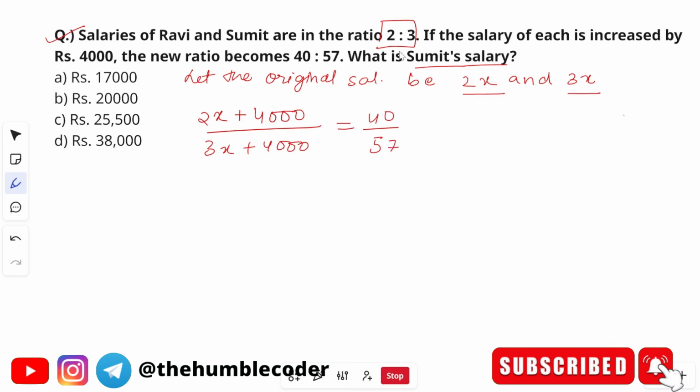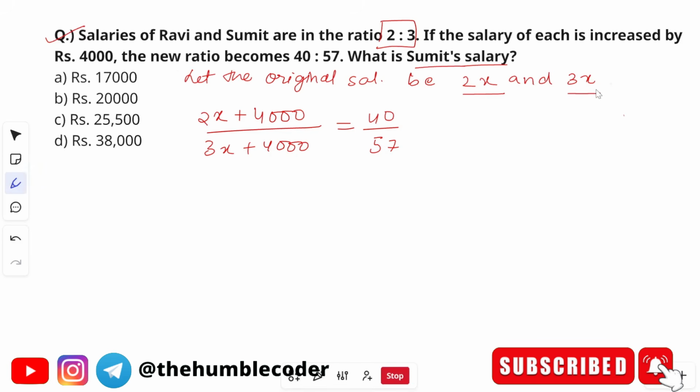What is Sumit's salary? We have to find out Sumit's salary. The ratio of Ravi's and Sumit's salary was 2x and 3x. So if we find the value of x, we can find out Sumit's salary. But you have to pay attention to one thing: you do not have to find Sumit's old salary. You have to find Sumit's new salary. Because it has told us that their salaries increase, and after that it is asking what is Sumit's salary. So we have to tell the new salary of Sumit.